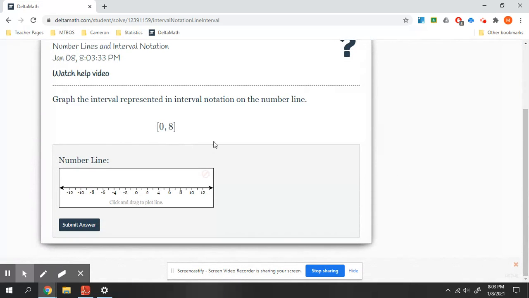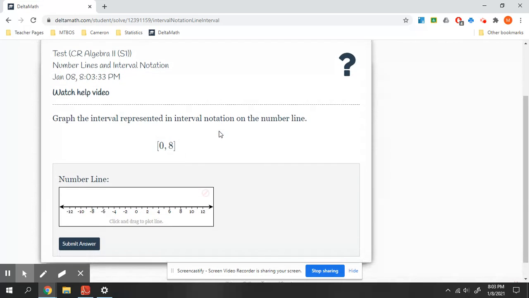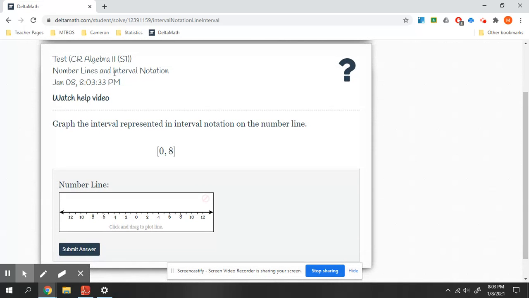We should have plenty now to get started, but this is interval notation with our brackets and parentheses.